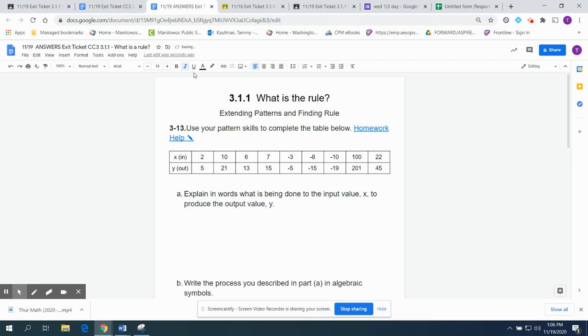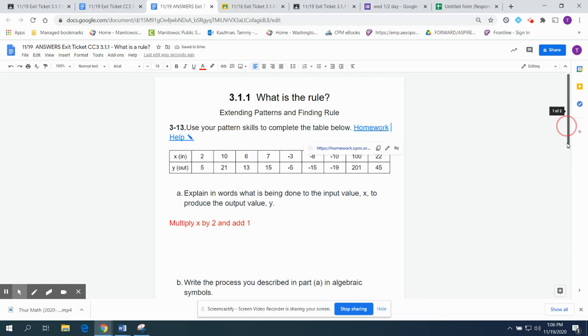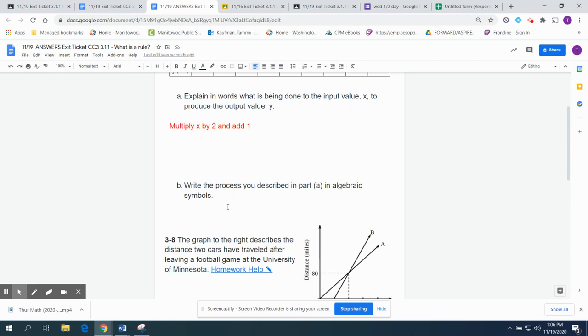Well, the rule would be, here we go in red, to multiply x by 2 and add 1. And then in symbols, we practiced that in class today. That would be y. I'm going to do it in red again. Y equals 2x plus 1. I want to do plus 1 there. Okay.